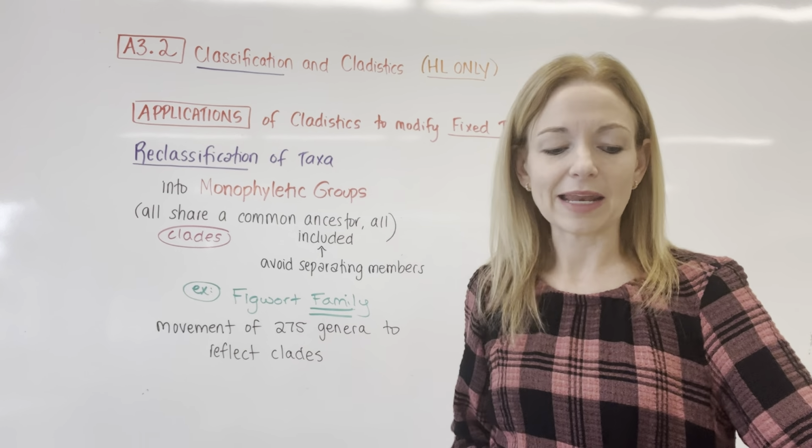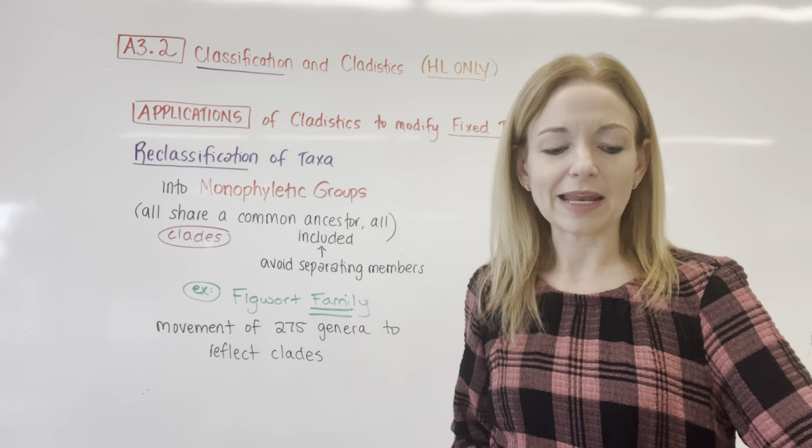And another term you might see for that movement is called circumscription. And that's just basically movement to reflect phylogeny. So that's just a term for that movement. It's when they're moving to reflect clades. We can refer to that as circumscription. It's just another term for it. So that's one thing that's kind of happened, is that we've still used some fixed taxa, but we've tried to merge the two systems to make that more meaningful.